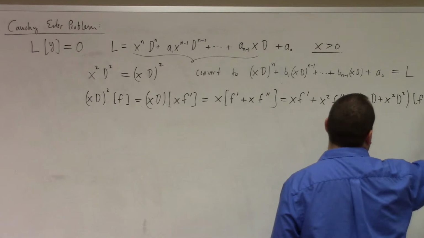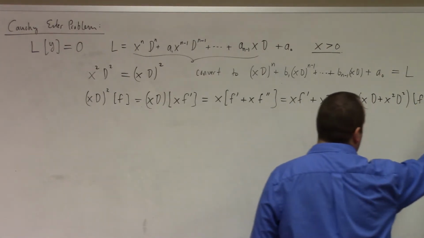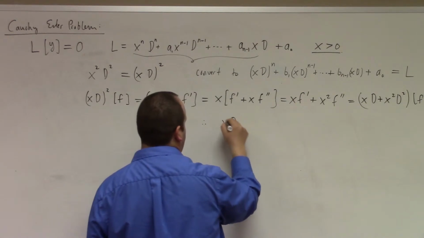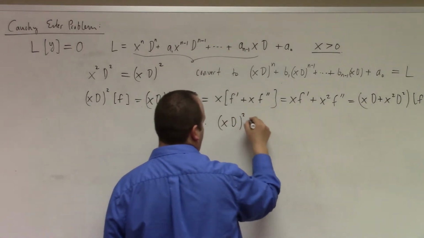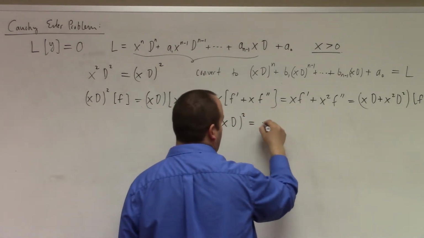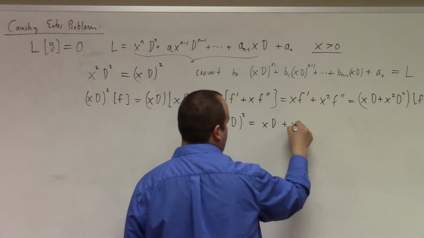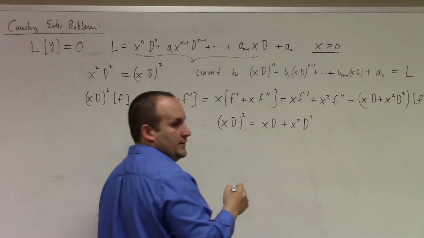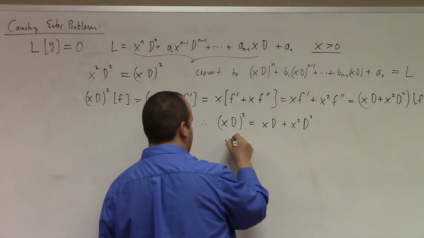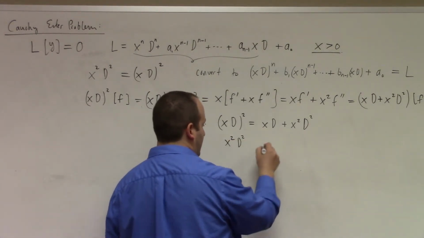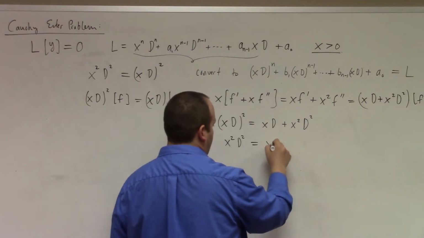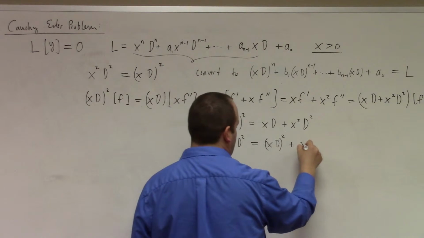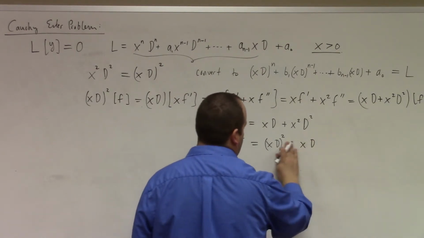Now this holds for all f, right? So therefore we've discovered an operator identity. xd squared is equal to xd plus x squared d squared. Or more to the point, if I have x squared d squared in my original differential equation, I can trade that for the ever so much nicer xd quantity squared minus xd.